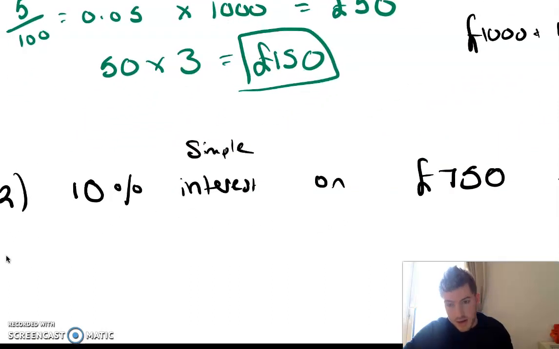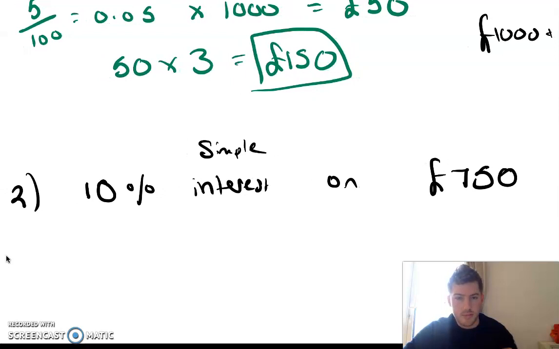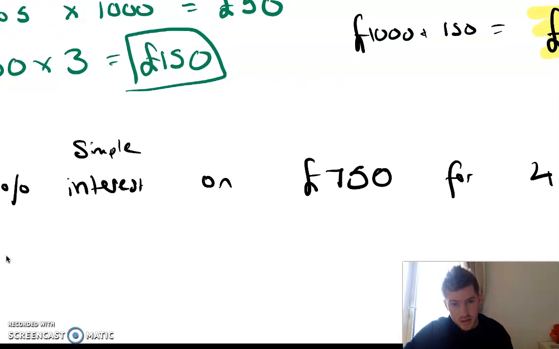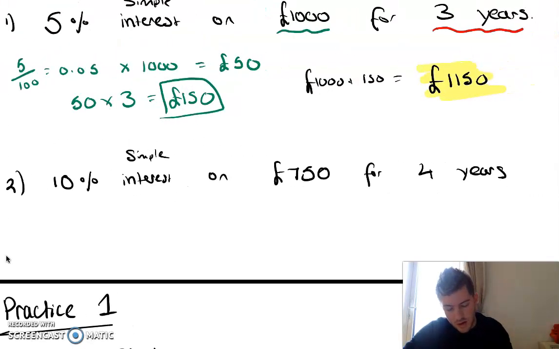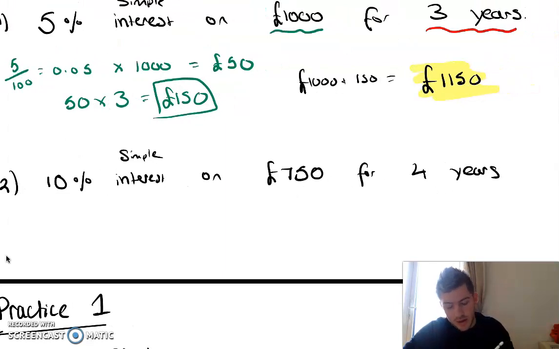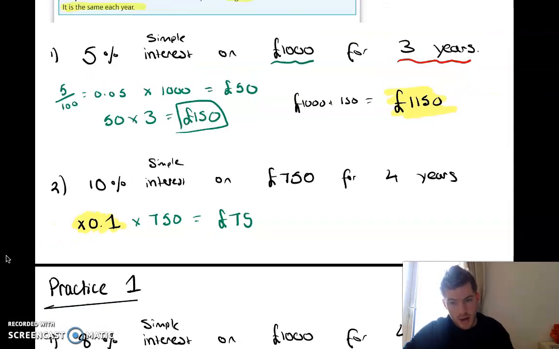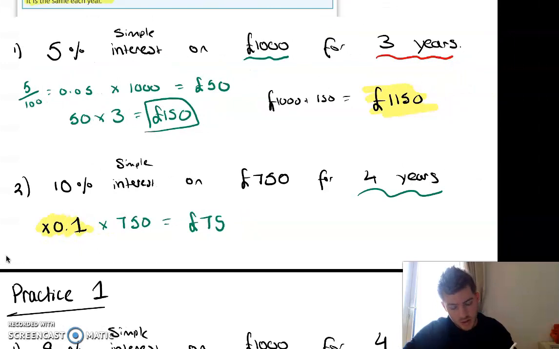Second one, let's have a look at it. So you've got 10% simple interest on 750. So 10% is going to be, a multiplier is 0.1. Times that by 750. So your interest every year is going to be £75. We want it for 4 years. So times it by 4 equals £300 interest in total.